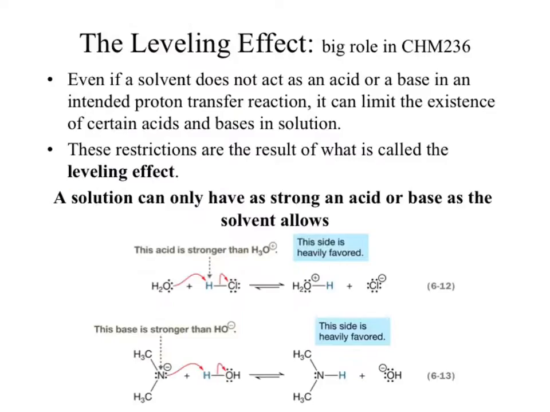Okay. Some last big topics that come out of this chapter that, again, don't play as large a role this semester. There's something known as the leveling effect. It becomes really important in second semester OChem, and is also relevant for biochem. We can't have a stronger acid than our solvent can withstand. Meaning, if we take sulfuric acid and add it to water, what's the active acid?